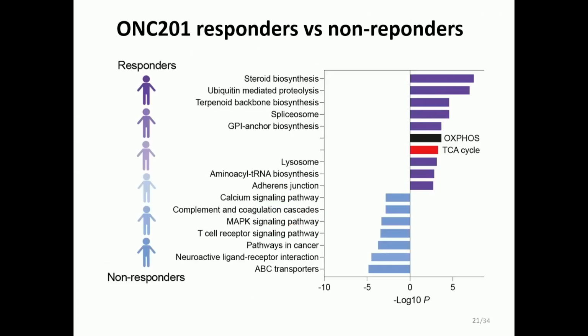So to delve more into this, we took responders and non-responders, and we looked at baseline genes that were different between the responders and non-responders. We did this by RNA sequencing of the brain tumors themselves. What we found, highlighted in black and in red here, is that patients with higher mitochondrial metabolism, with oxidative phosphorylation and higher TCA cycle metabolism, seem to respond better.